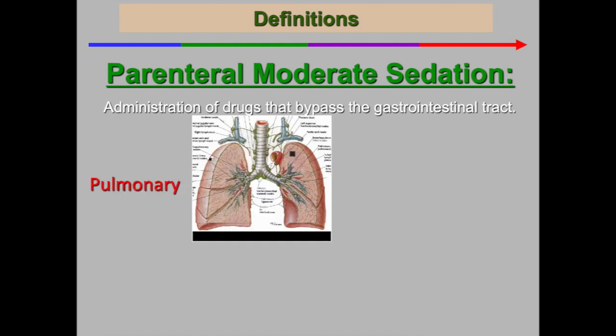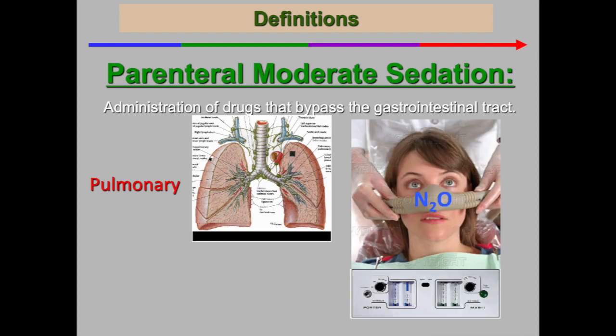Pulmonary is a parenteral moderate sedation route. We're not using the GI tract, and all of us as dentists know what that is because nitrous oxide is inhaled pulmonary and it's delivered throughout the body, but especially to the brain. That's why the patient gets that tingling and that lightness or that numbness in their extremities because of the nitrous oxide circulating everywhere. But especially, as we said, we want it to go to the brain.